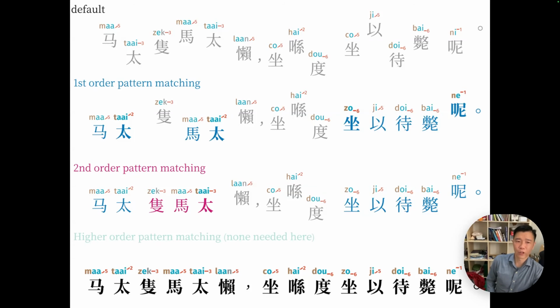This is kind of special because it looks like just any other substitution, but what it's doing is a segmentation. When you do all of these layers of pattern matching, then you get yourself to 馬太隻馬太懶，坐喺度坐以待斃呢. For those of you who are sharp-eyed, you will see that punctuation is part of the game. We are using idioms. We're using both dictionary and non-dictionary sources. Again, if you're interested, go back to the blog article.